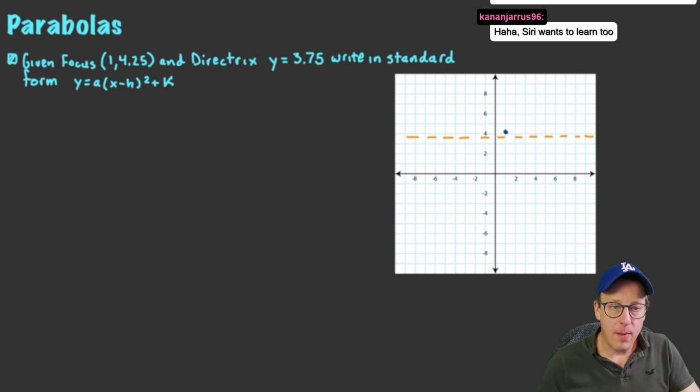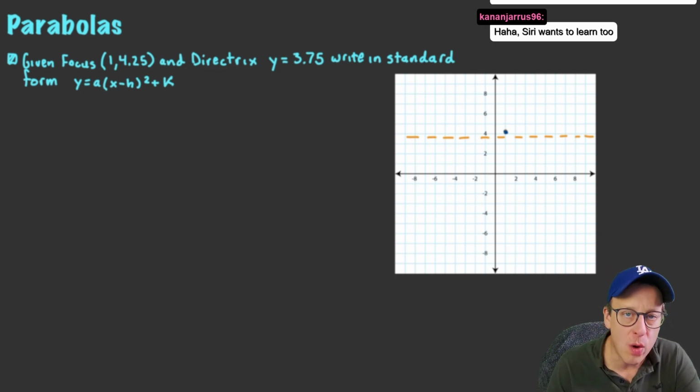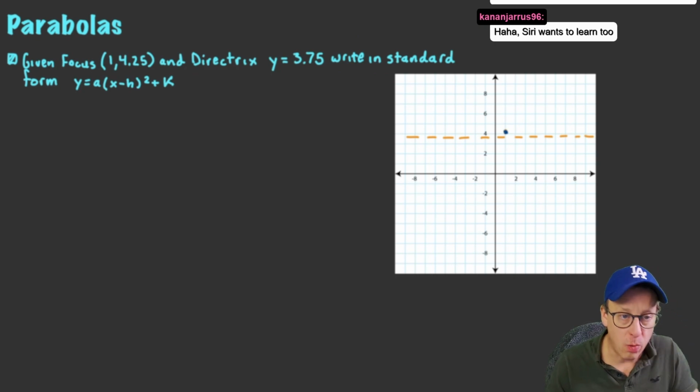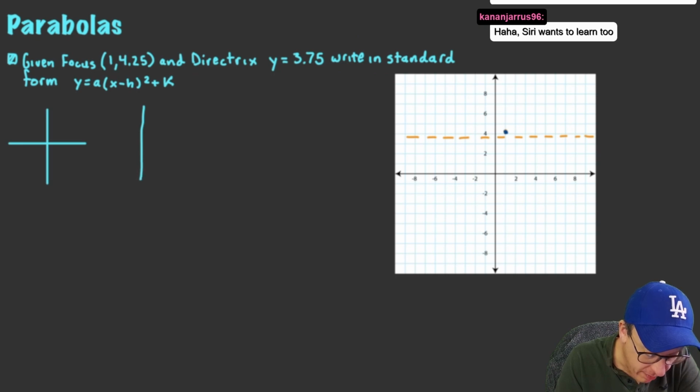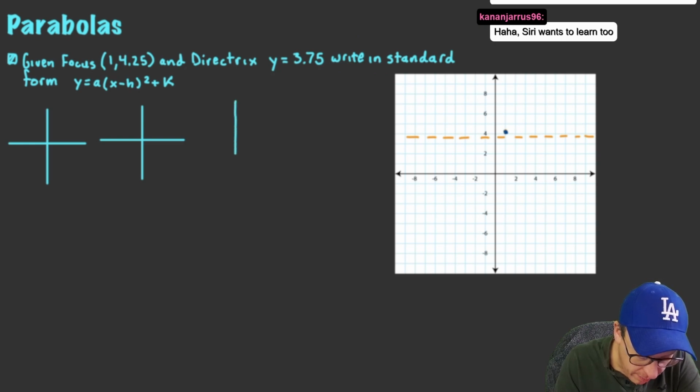So what we want to do now, based off of knowing where the directrix and the focus are, is use the fact that the distance to the directrix is going to be equal to the distance to our focus. Let's just draw some real simple ideas here so that you know how to solve this if you are given the focus and the directrix. I'm just going to draw in some rough coordinate planes here, and then throw in some directrix and focus and show you.